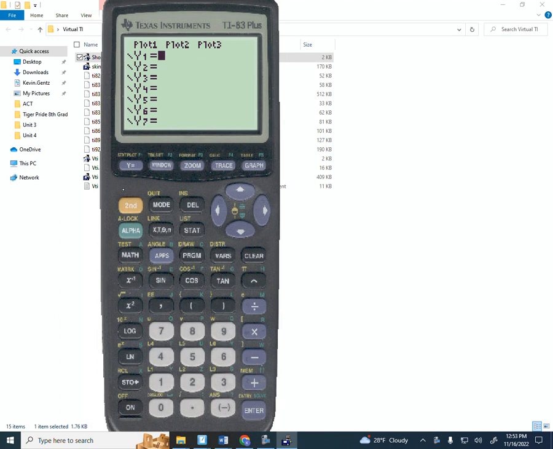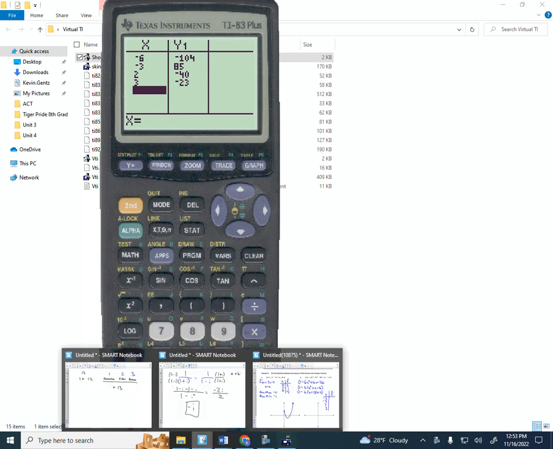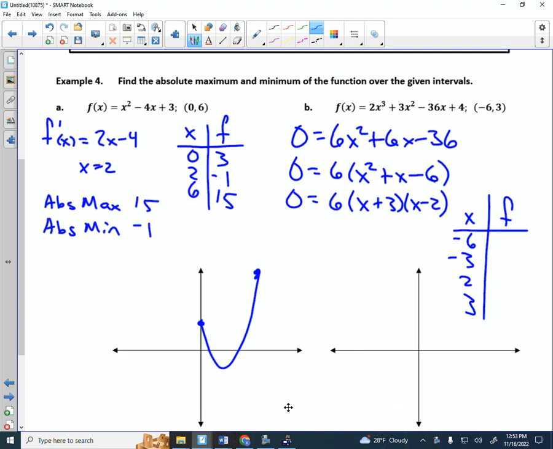Could somebody read it off to me, please? We have, is it 2x cubed? Okay, 2x to the third. Then what? 3x squared. 36x plus 4. Okay? So I can go to my table, and hopefully everybody has their table set to ask as opposed to automatically generate. I plug in the values negative 6, then what? Negative 3, 2, and 3. So those are my values right there. Made pretty quick order out of it.